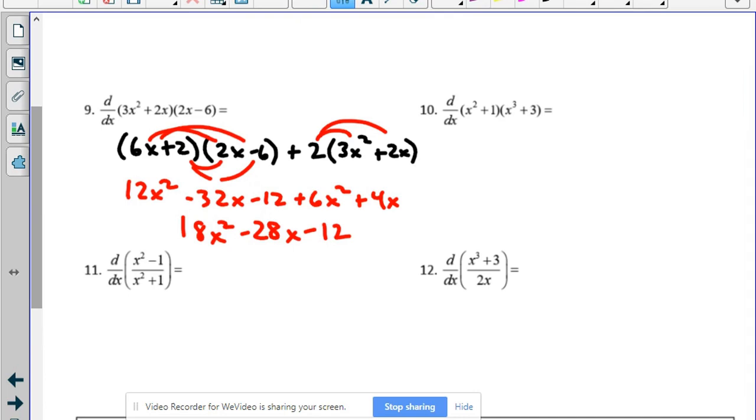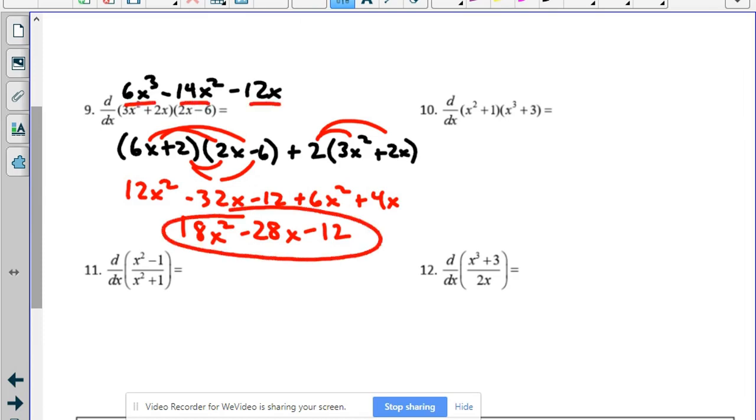Okay, now one thing that you might notice is that if you distributed beforehand, like let's say you get 6x cubed minus 14x squared minus 12x, and then you just took the derivative of each part separately, you would get the final answer that way. So there are multiple ways to do these problems. You could have done it that way. You could have done it with the product rule, a variety of different ways. From now on, I'm just going to use the rule that we are working on in particular.